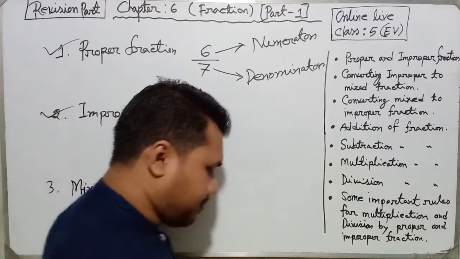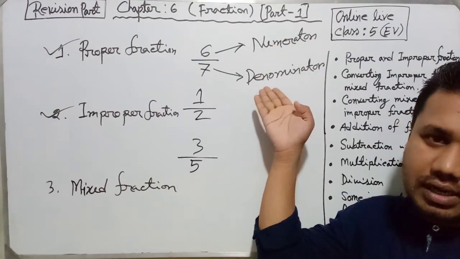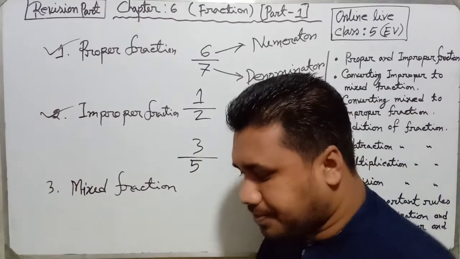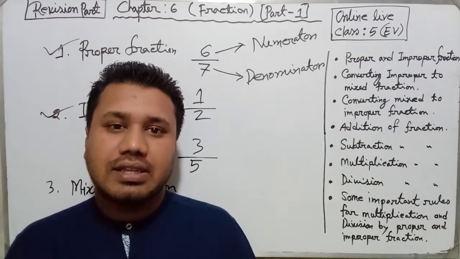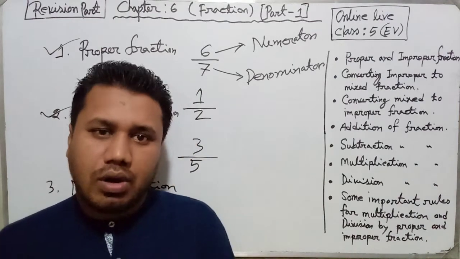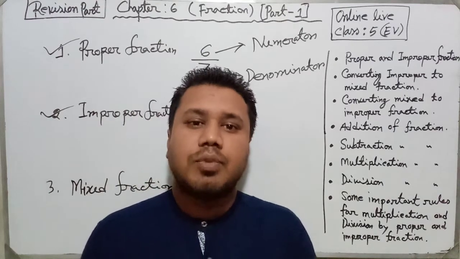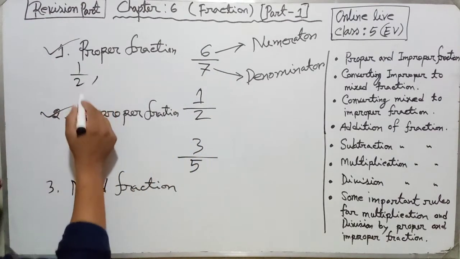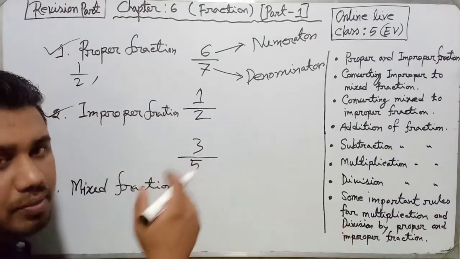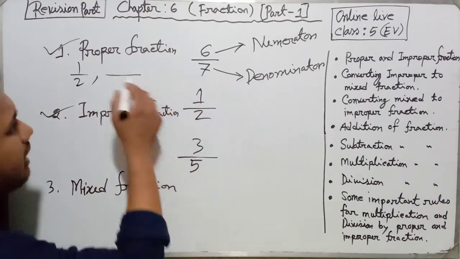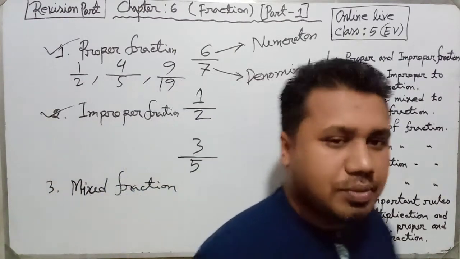Now dear students, what is a proper fraction? We know in a fraction there are two parts, numerator and denominator. The upper part is the numerator and the lower part is called the denominator. If the numerator is smaller than the denominator, or alternatively, the denominator is greater than the numerator, both are correct and have the same meaning, then this type of fraction is a proper fraction. For example, 1 by 2. Here, 1 is smaller than 2, or we can say 2 is greater than 1. That means the denominator is greater. When the denominator is greater, this type of fraction is a proper fraction. You can write so many examples.